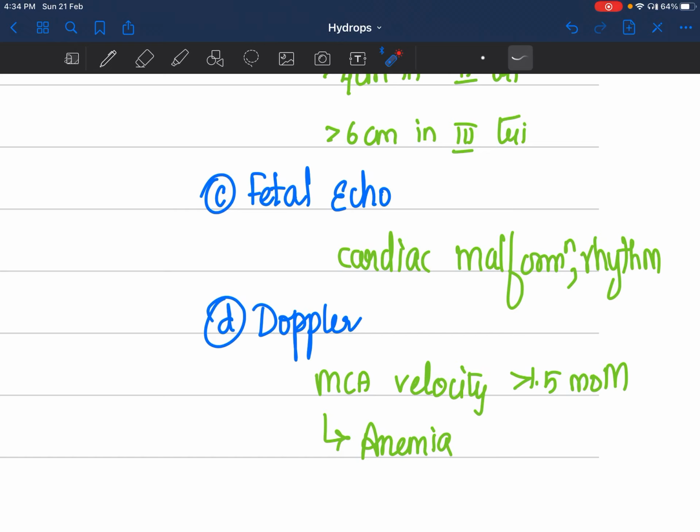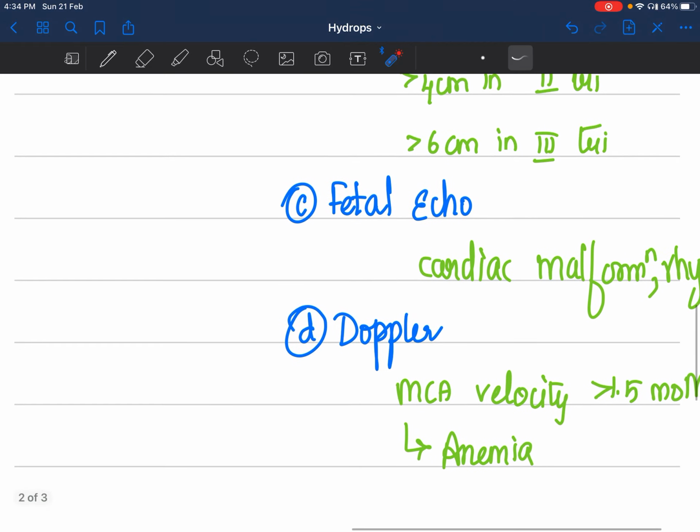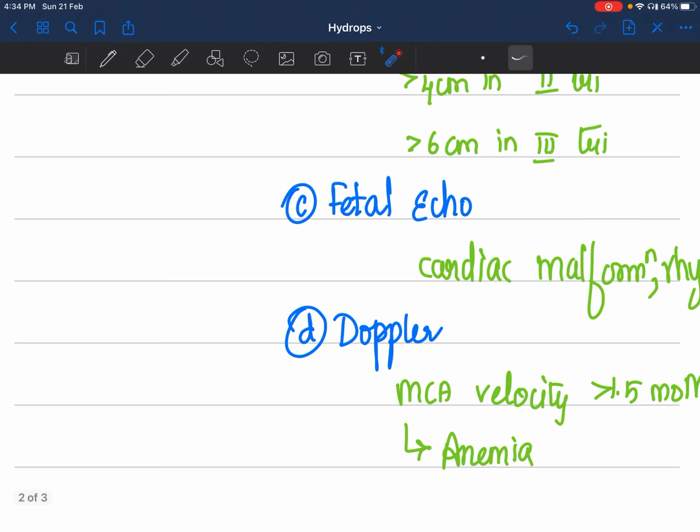Dopplers, you will look at middle cerebral artery velocity. If middle cerebral artery velocity is more than 1.5 multiples of median, then it gives you a clue that anemia could be the cause for this non-immune hydrops fetalis or immune hydrops fetalis. Okay, so these are ultrasound findings to evaluate the cause.